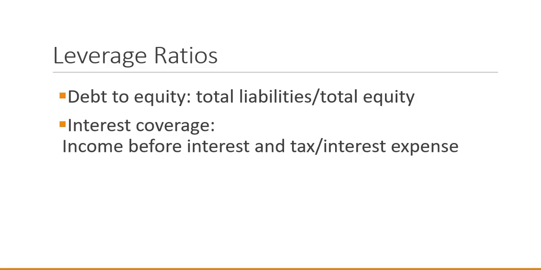When that ratio drops below 4, we run the risk that a negative change in our operations could drop operating income below the level at which we need to be able to pay our interest, and then we have a default situation. We haven't paid our obligations, and we have a default situation that could lead to a legal issue.